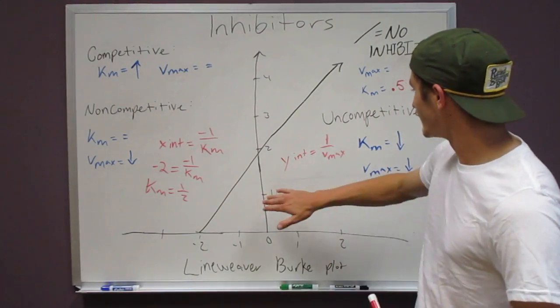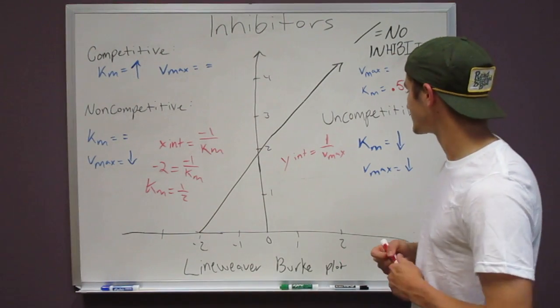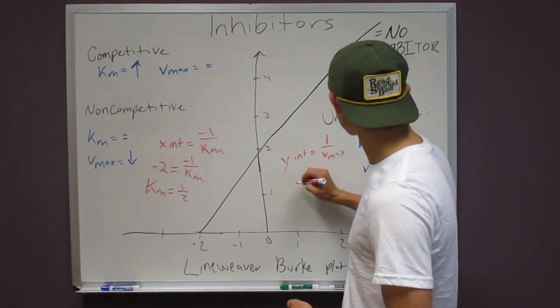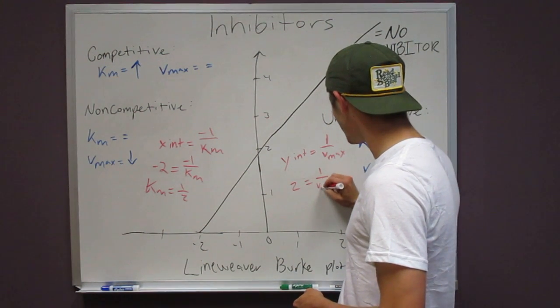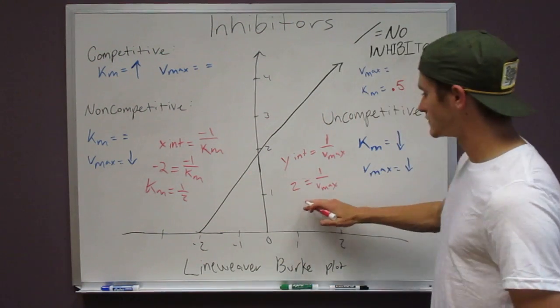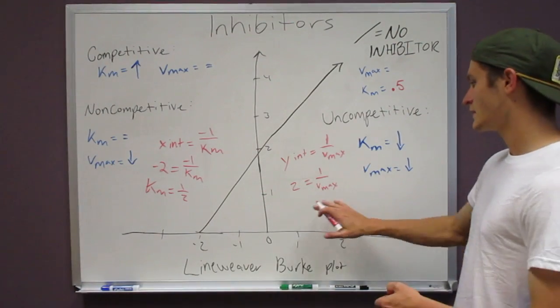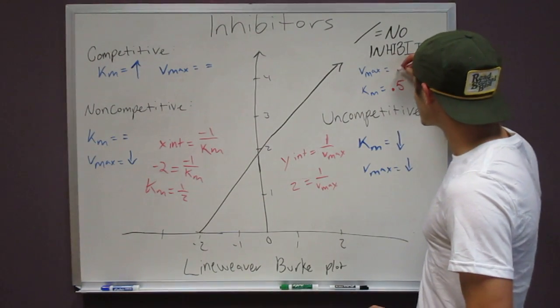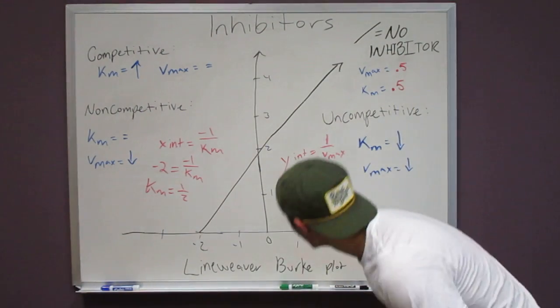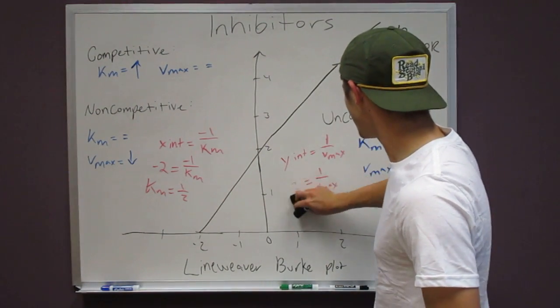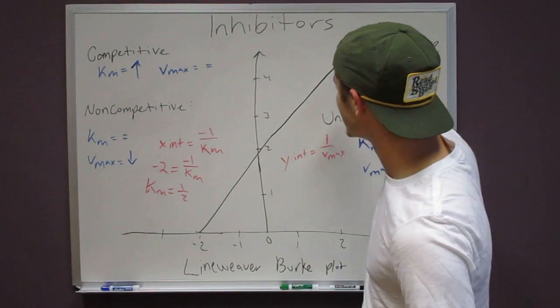So there's that. Let's see the y-intercept. Let's find the Vmax. The y-intercept is at 2. So 2 equals 1 over Vmax. Similar to what happened here, similar algebra, it also equals 0.5. So that is how we find the no inhibitor.